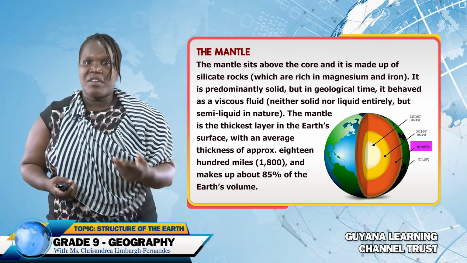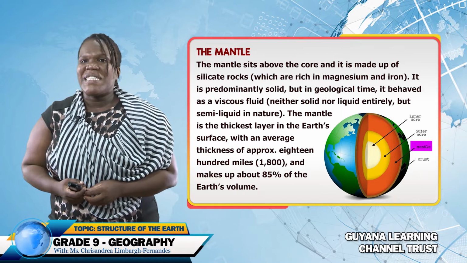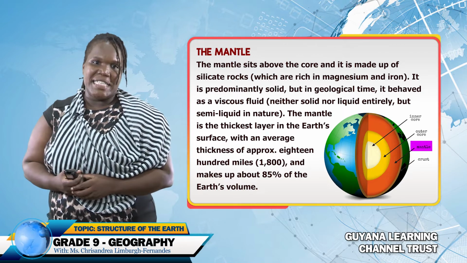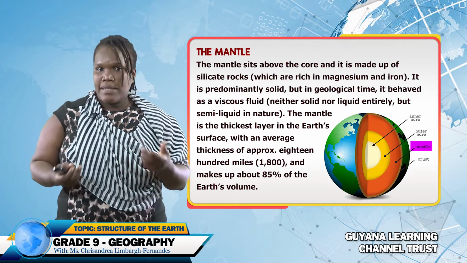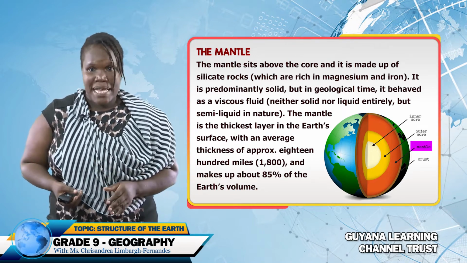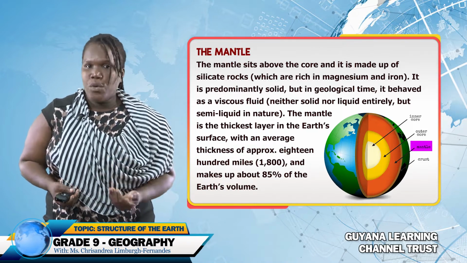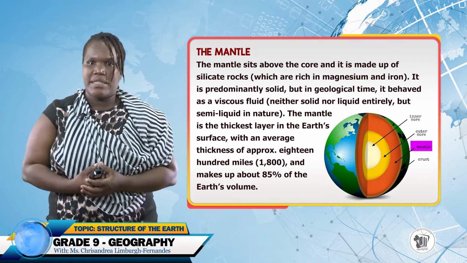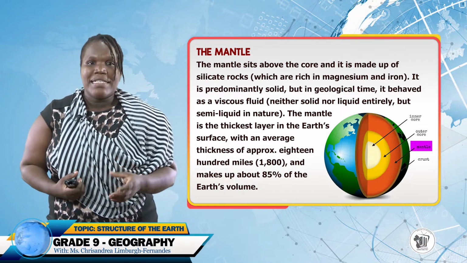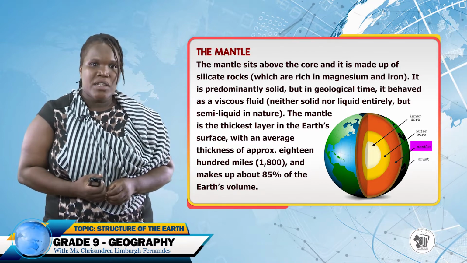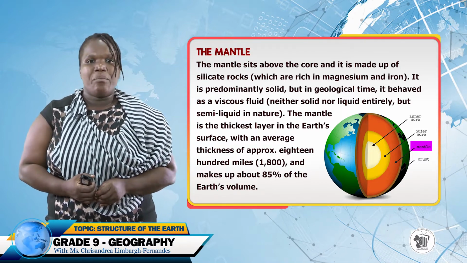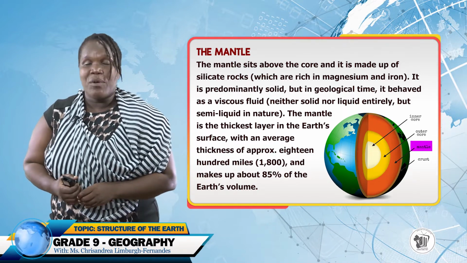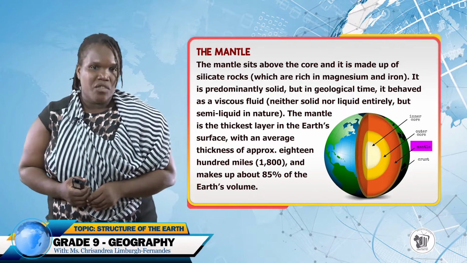The mantle sits above the core, and it is made up of silicate rocks, which are rich in iron and magnesium. This area is predominantly solid. However, in geological time, it behaves as a viscous fluid, being neither solid nor liquid, but in a semi-liquid state. You should know that the mantle is the thickest layer of the Earth, with an average thickness of approximately 1,800 miles. Wow. And it makes up about 85% of the Earth's volume.